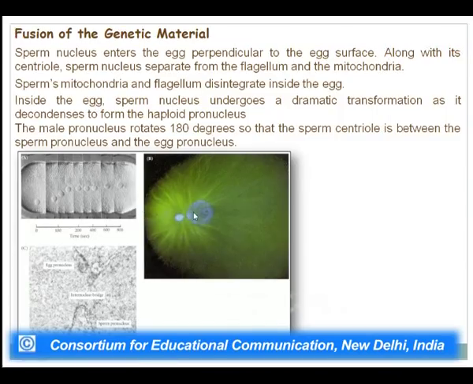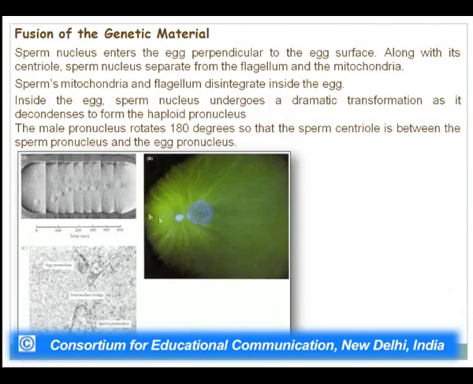So, now there is a sperm nucleus, there is an egg nucleus. You can see this is the sperm pronucleus, this is the egg pronucleus, and then this is the bridge that is formed. The sperm has entered through this side, and this is the nucleus, but then it moves to the center, and the egg pronucleus is also moving towards the center.